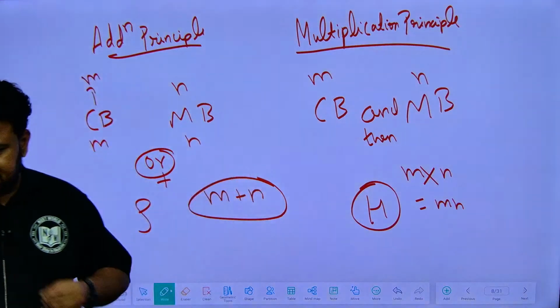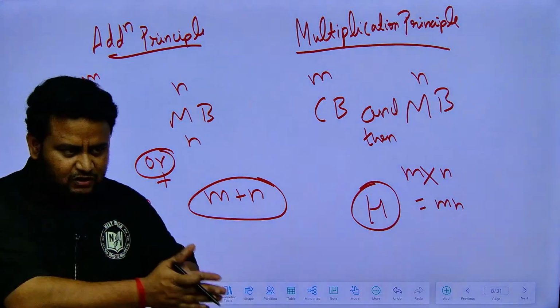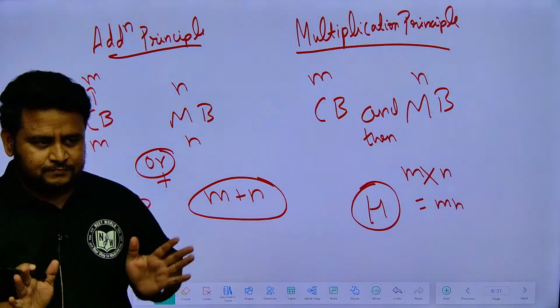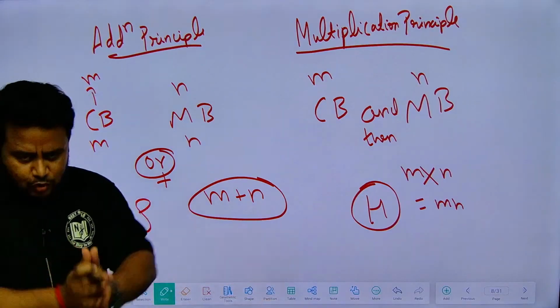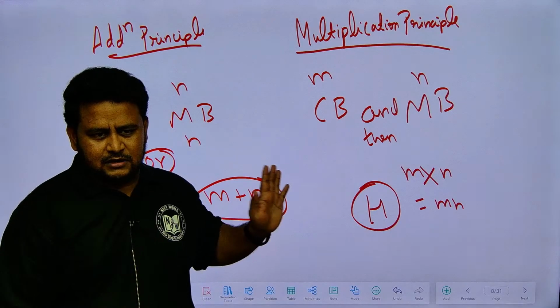Clear? So whenever in any question or scenario, if you have to decide between one or the other, but not both, that time addition principle. But if you have to decide both, you have to combine both, then multiplication principle. Clear? Understood?